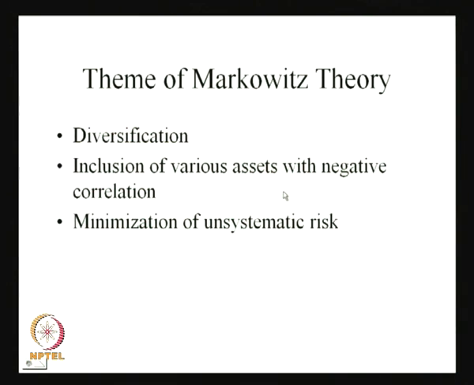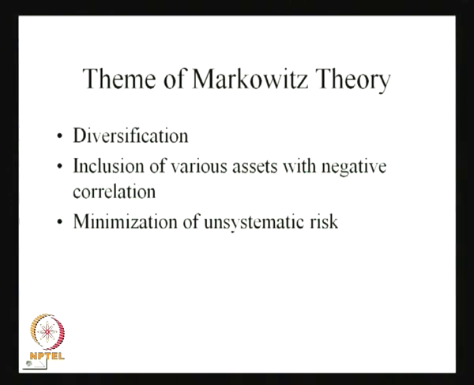So, using this concept, the central theme of the Markowitz theory is that Markowitz always talks about three important things. One is diversification, and then how we can do the diversification. The basic way of making diversification according to Markowitz is the inclusion of various assets with negative correlation. So you decide on those assets to include in your portfolio which are negatively correlated, and Markowitz has said that through this diversification we can make our unsystematic risk zero sometimes, or at least we can minimize the unsystematic risk through the diversification process.